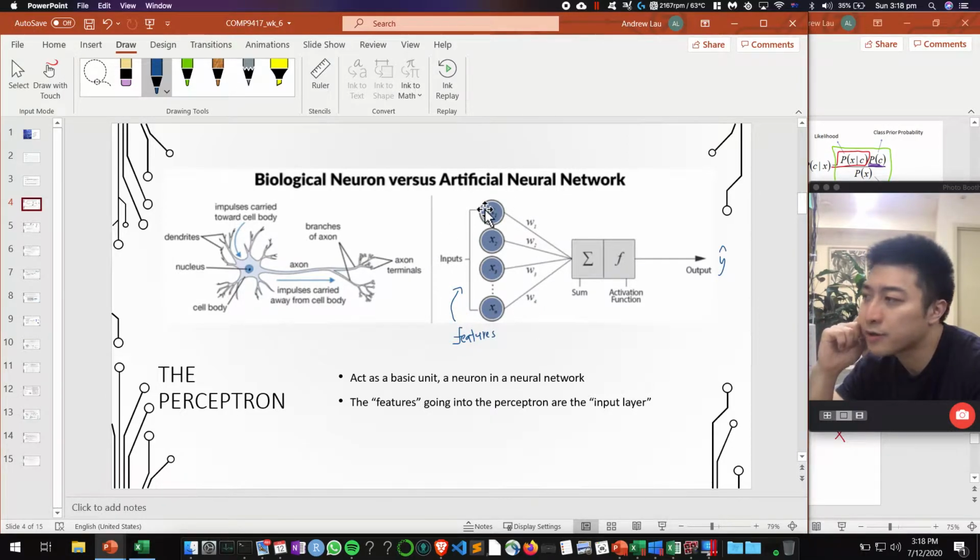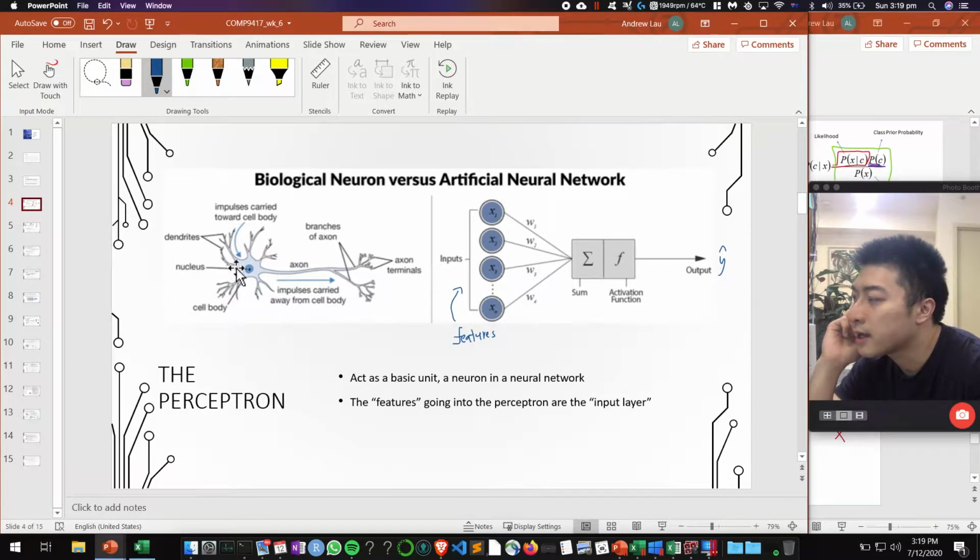At least in the perceptron. When we look at the artificial neural network, these inputs will possibly be from another neuron. But for the time being, we're talking about the perceptron, which is just the one neuron in the neural network. So if you just have the one, the inputs should just be the features. So the analogy is, the features will come in here, right?